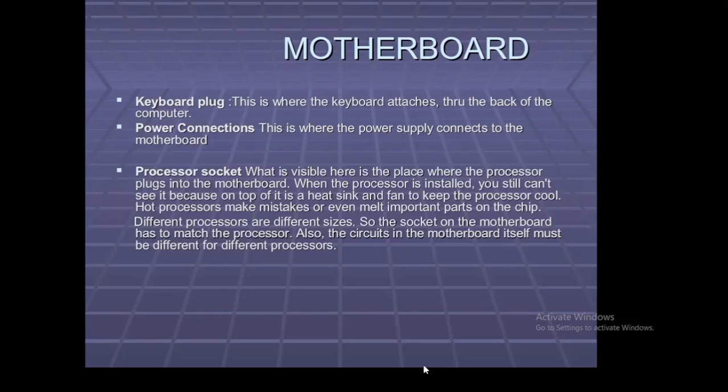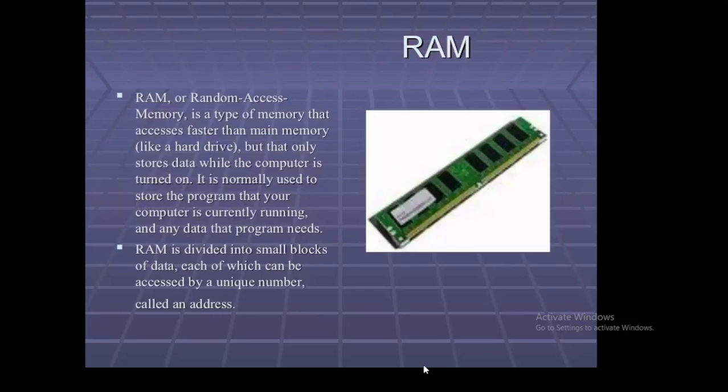Hot processors make mistakes or even melt important parts of the chip. Different processors are different sizes, so the socket of the motherboard has to match the processor. Also, the circuit in the motherboard itself must be different for different processors. RAM.